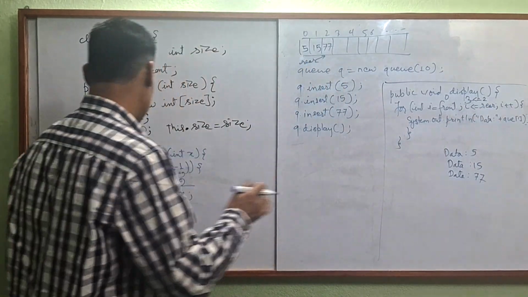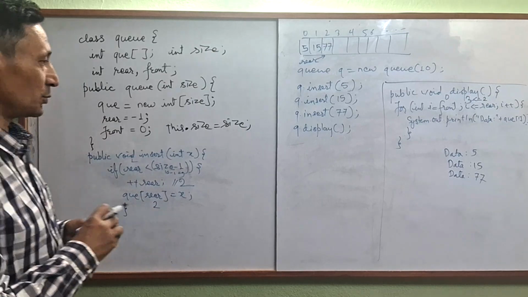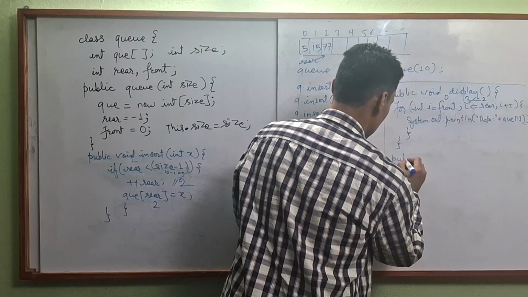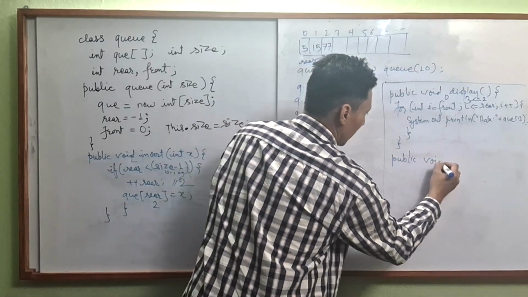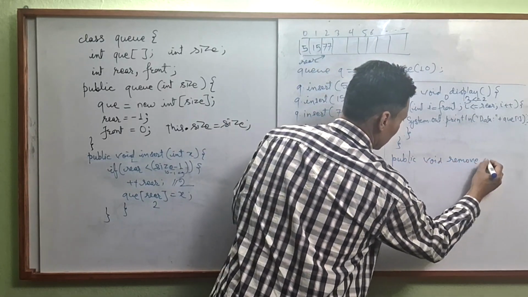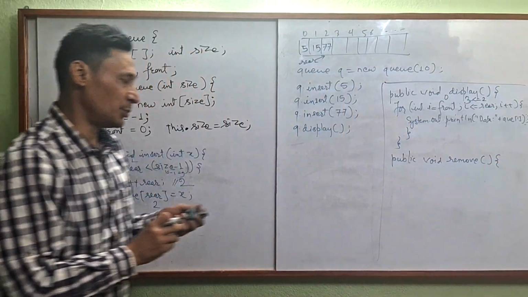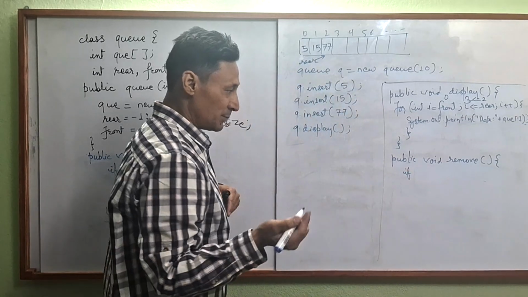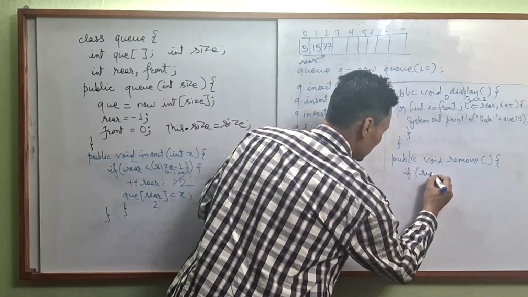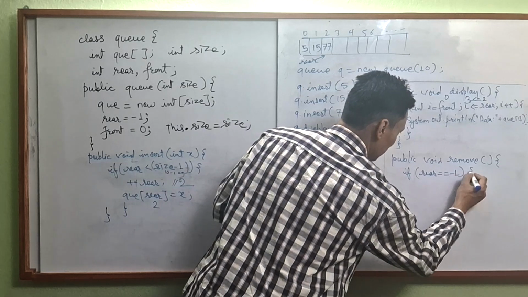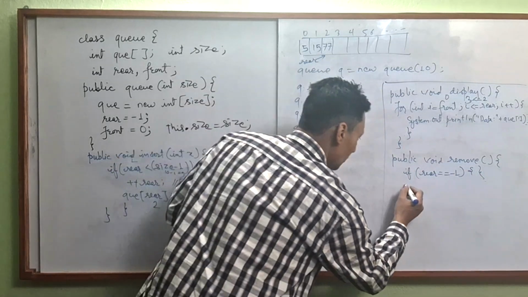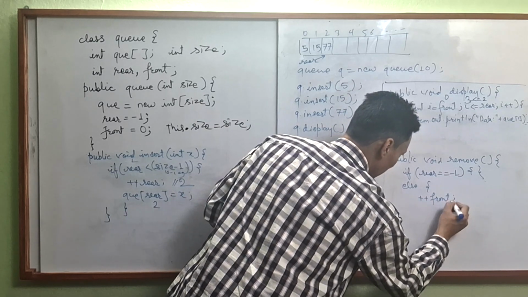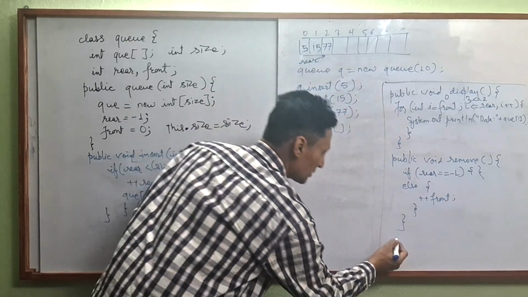Okay. Now let's write the method to remove an element from the queue. Okay. Let's do this. Public void remove. Now we cannot remove an element from an empty queue. So we have to check whether the queue is empty or not. What we do is, if rear is equal to -1, that means it is empty. We will do nothing. Otherwise, in the else part, we simply increment the front by 1. Okay. Simple. Now let's close the class here.